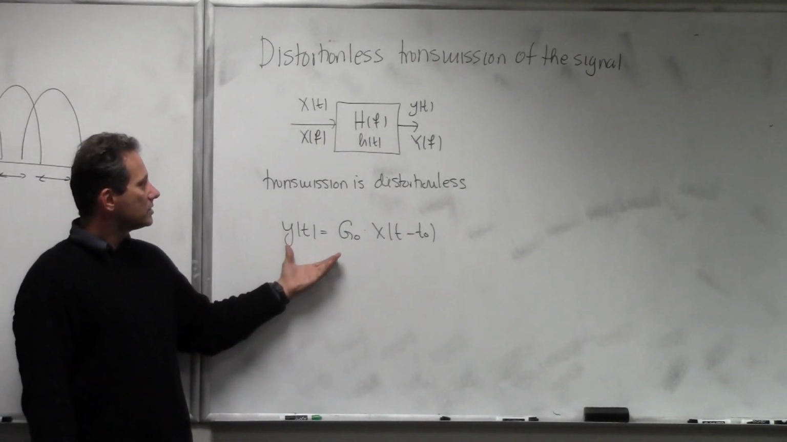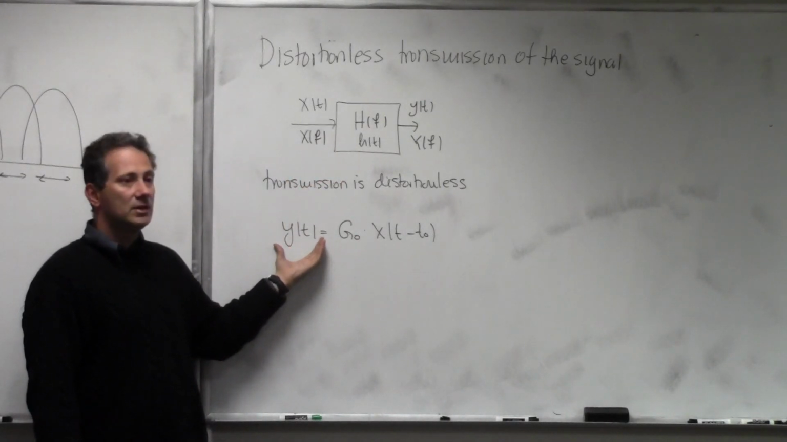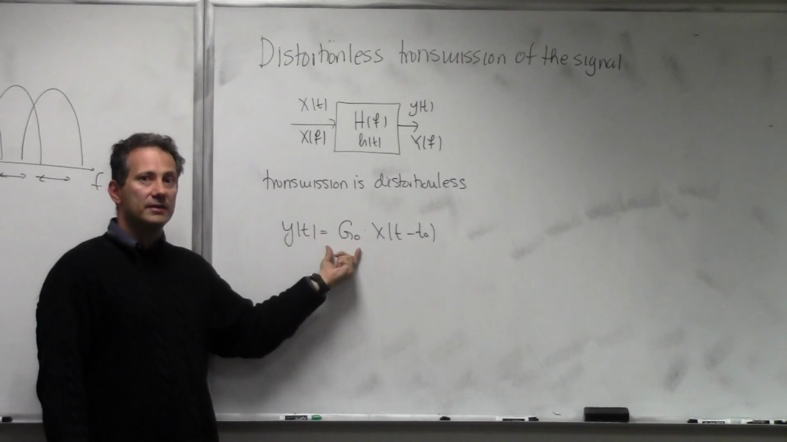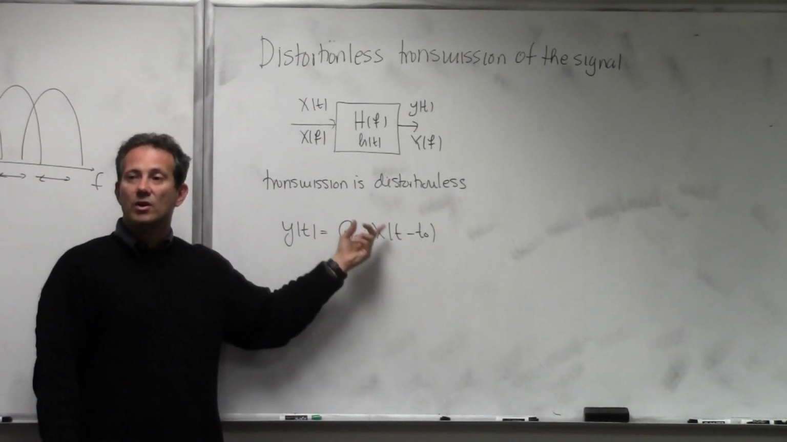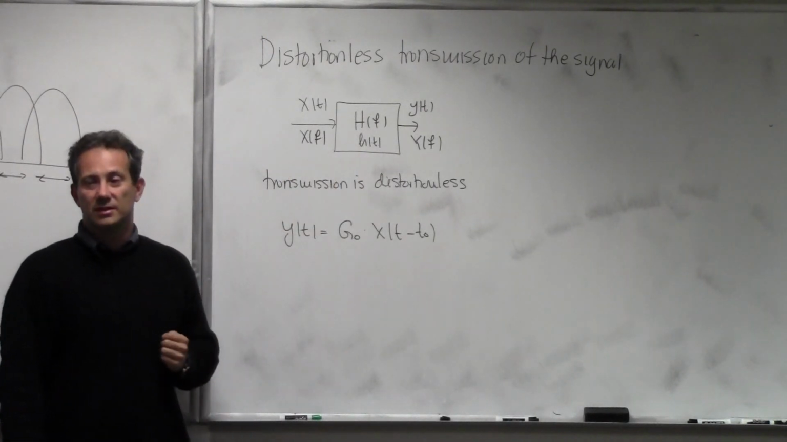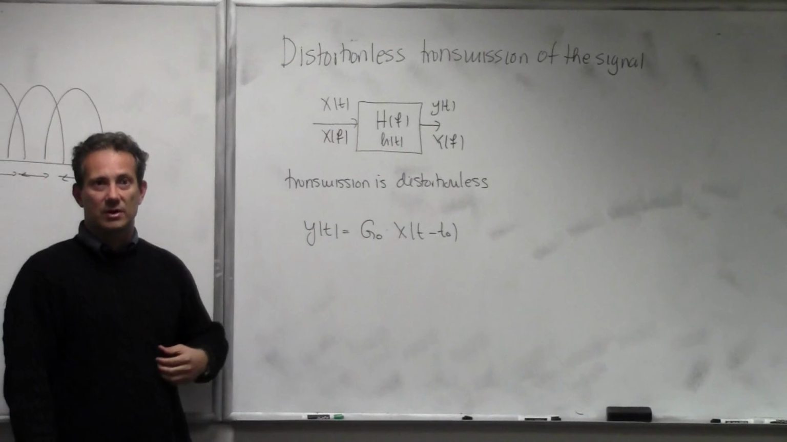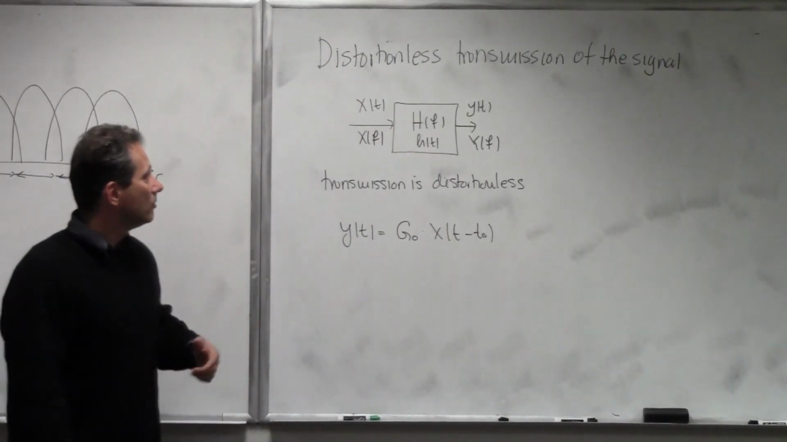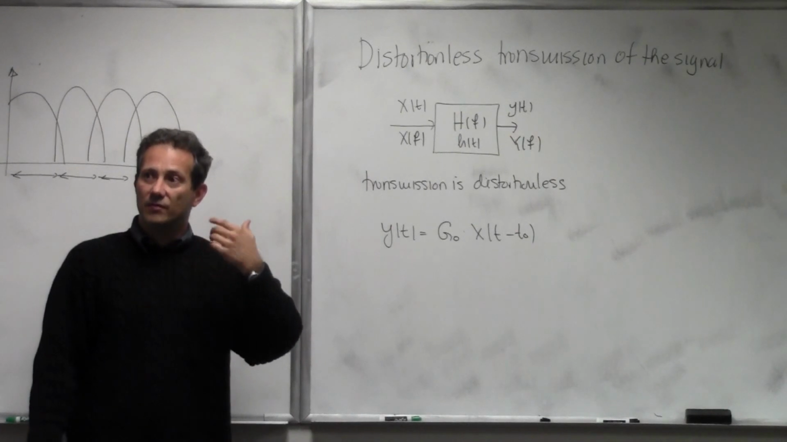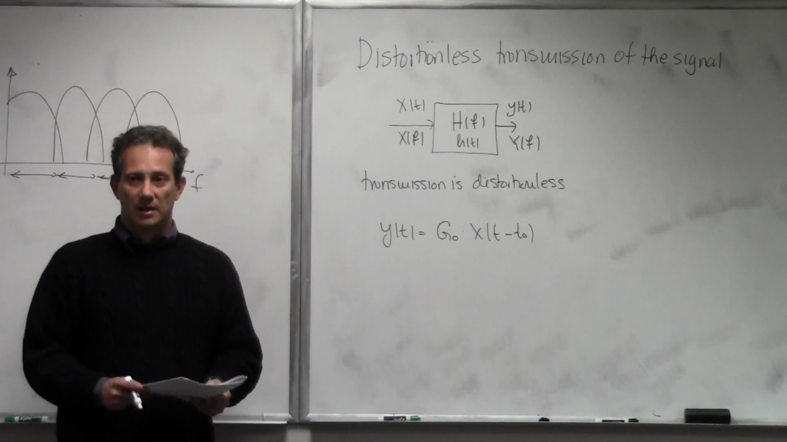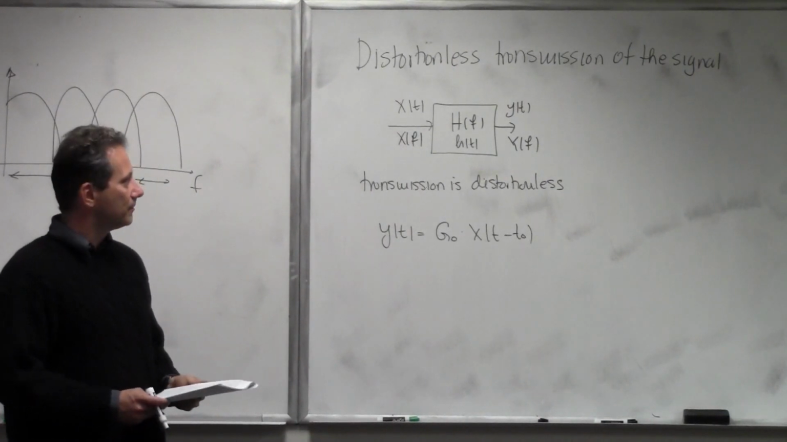So my linear system that is distortionless has to produce the signal y of t at the output, which is a scaled and possibly delayed version of the input signal. What kind of properties does this linear system need to have? That's the question we need to answer. And what we're going to do is formulate it in the frequency domain. The view from the frequency domain, as in many other cases, is going to be much clearer.